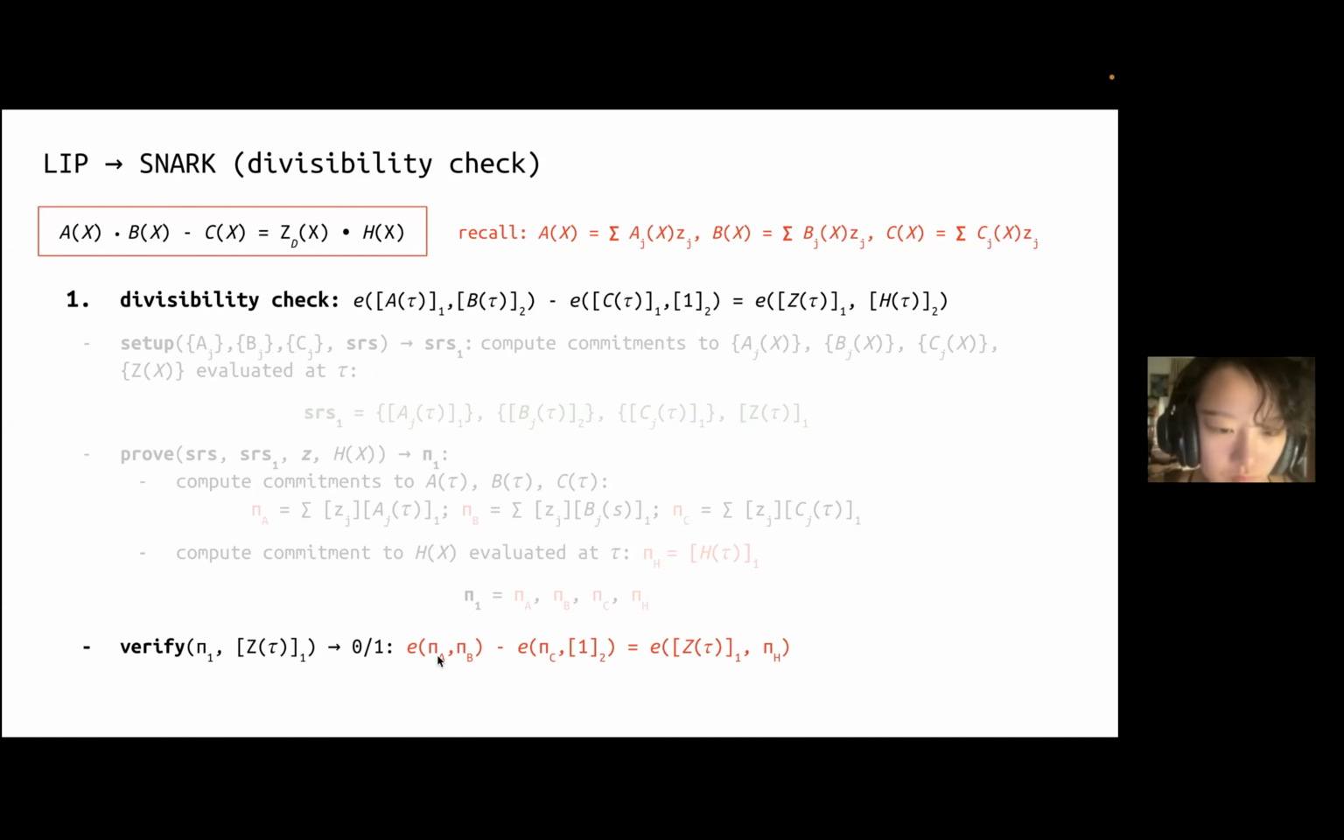So this text in red here should correspond to this divisibility check here, which is the pairing version of this identity here. So yeah, the pairing of pi A and pi B minus pi C times 1 should equal the vanishing polynomial times the quotient polynomial pi H. I'm going to stop for questions. Cool. It's pretty intuitive so far. We're just doing the thing, but in the pairing form.